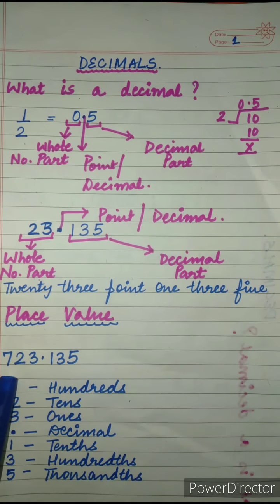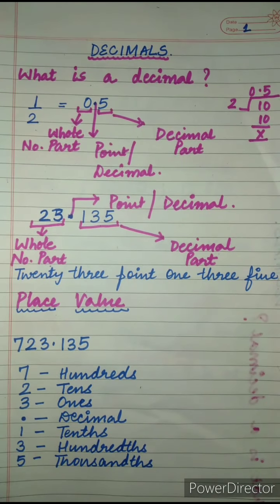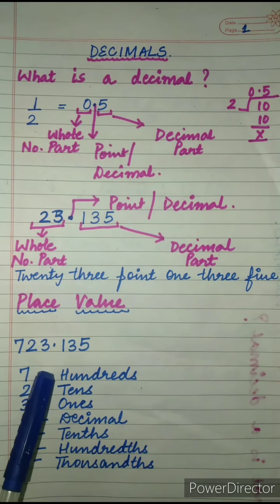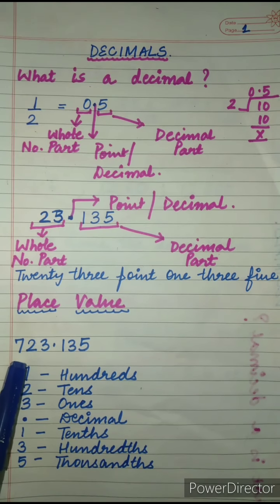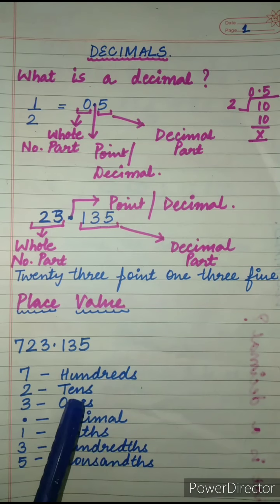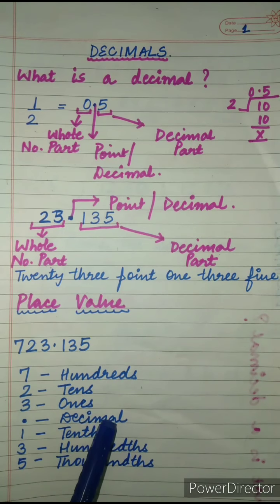Now if you see this number 723.135, we are reading it as 723. Now you've already been aware of the place values of 723. When we call it 700, that means 7 is at the hundreds place, 2 at the tens place, 3 at the ones place, and this point is known as the decimal.